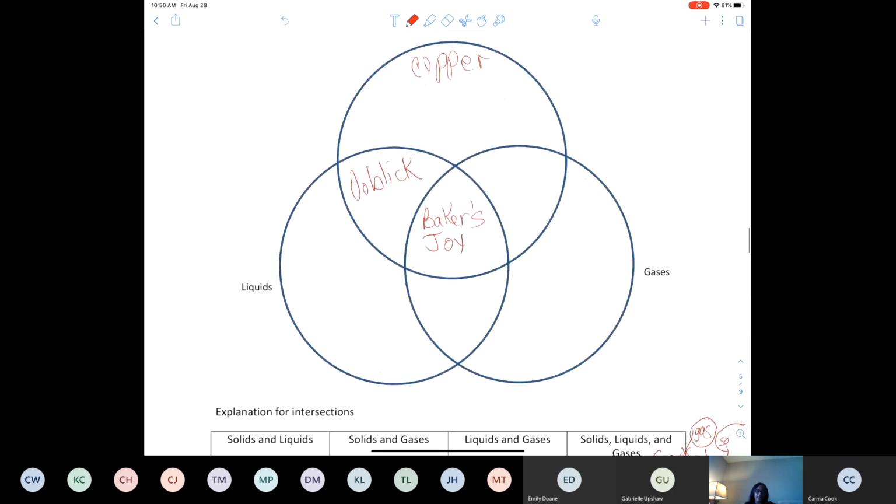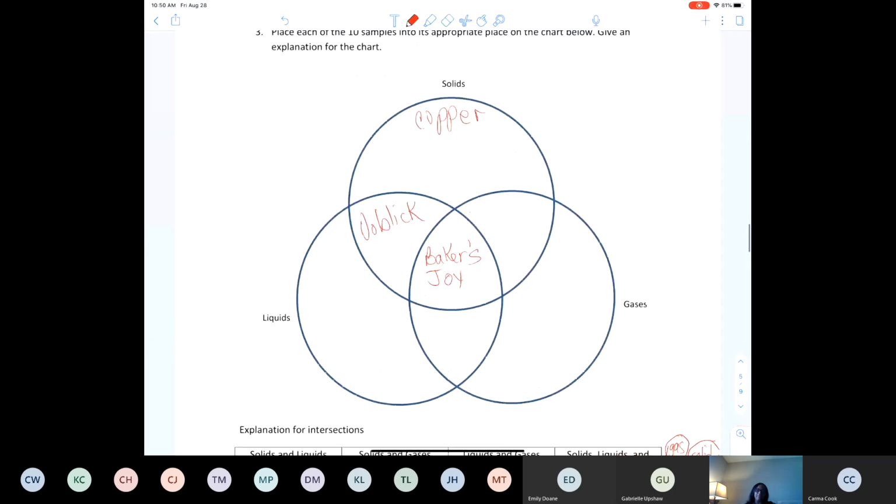And now we put the oobleck. Does anyone disagree with my analysis of the oobleck? Did everyone else put the oobleck in the solid and liquid category?